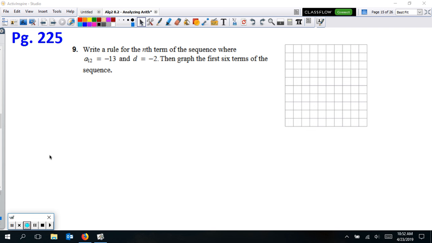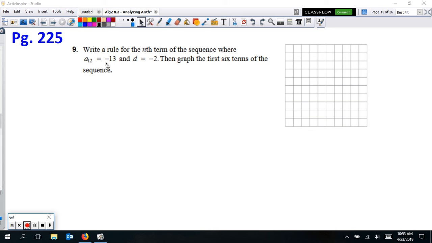All right, so continuing with our extra practice, number 9. This is on now page 225. This one's a little bit different. It says write a rule again, but it's going to give us something different here. It's not giving us like those first 4 terms. It's giving us a of 12, which would be the 12th term, is negative 13, and it's also giving us what the common difference is. It says after we write the rule, then graph the first 6 terms of the sequence, and it gives us a little coordinate grid for that.